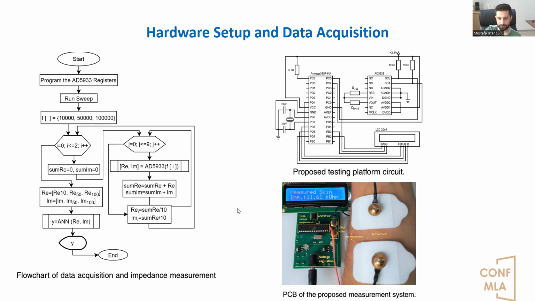After 10 repetitive measurements of each impedance, the average value is taken to form the dataset. Additionally, 1,900 impedance measurements, of course apart from the training data, are collected for testing the system. The left-hand side figure shows the flowchart of the data collection procedure.